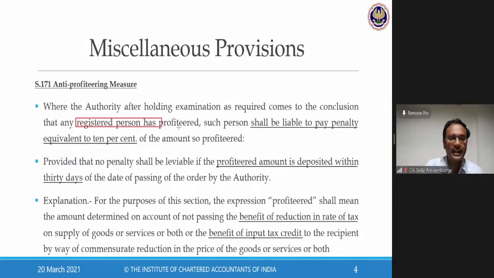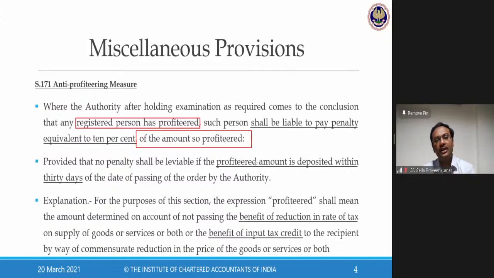If any registered person has profiteered, then that person shall be liable to pay a penalty equivalent to 10% of the amount so profiteered. They say, look, I am going to prepare a cost sheet. When we go back to our example of the steel trader, we said that on a closing stock of 4 crores, around 54 lakhs was the benefit of my taxation. Just visualize how much time it takes to get the benefit of 54 lakhs, when no one should get benefited at the cost of taxation.